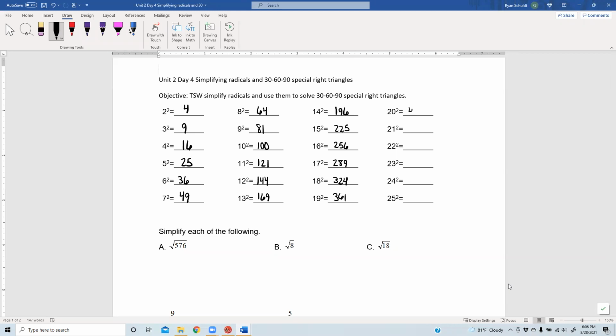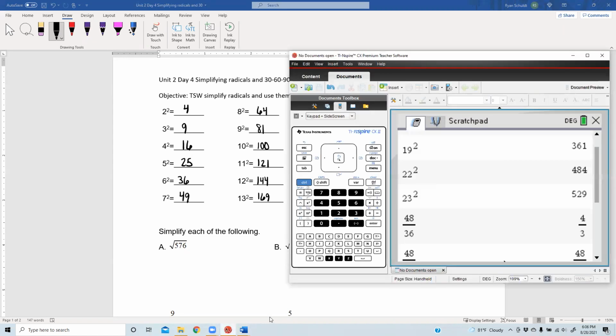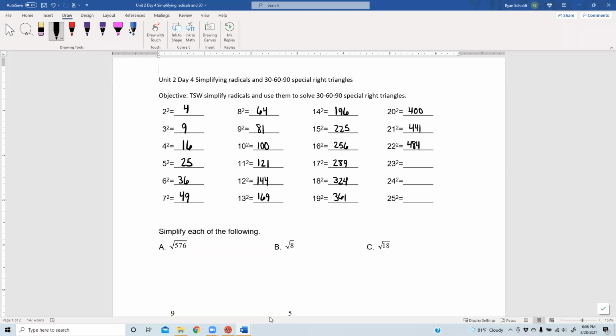20 squared is 400. 21, 441. 22 is 484. 23, 529. I still need to memorize that one. 529. 24 is 576. And 25 is 625.